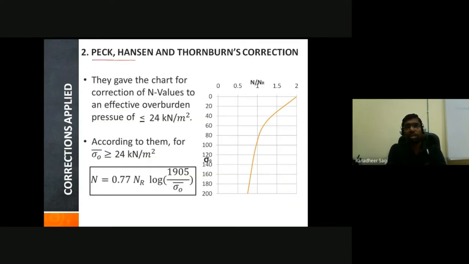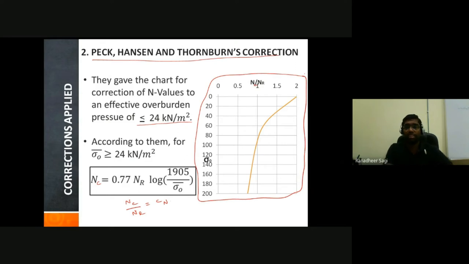And we have some other empirical relation which is given by Peck, Hansen and Thornburn. Here once again N indicates nothing but NC, NR indicates your recorded value, and NC indicates your corrected value. So the ratio of NC by NR represents your correction factor. According to Peck, Hansen and Thornburn, if the overburden pressure at the depth where your SPT test is conducted is less than or equal to 24 kilopascals, then the ratio of NC by NR has to be calculated from the standard chart which is given by them.